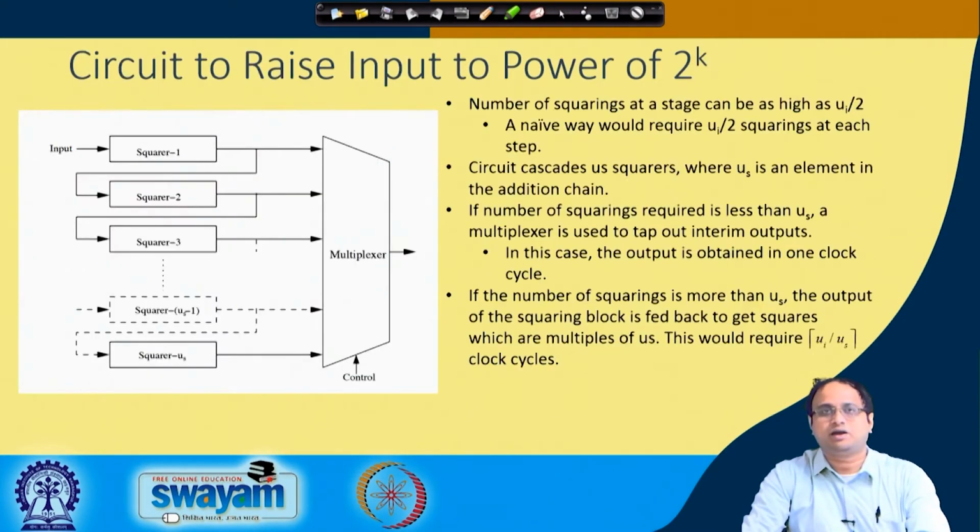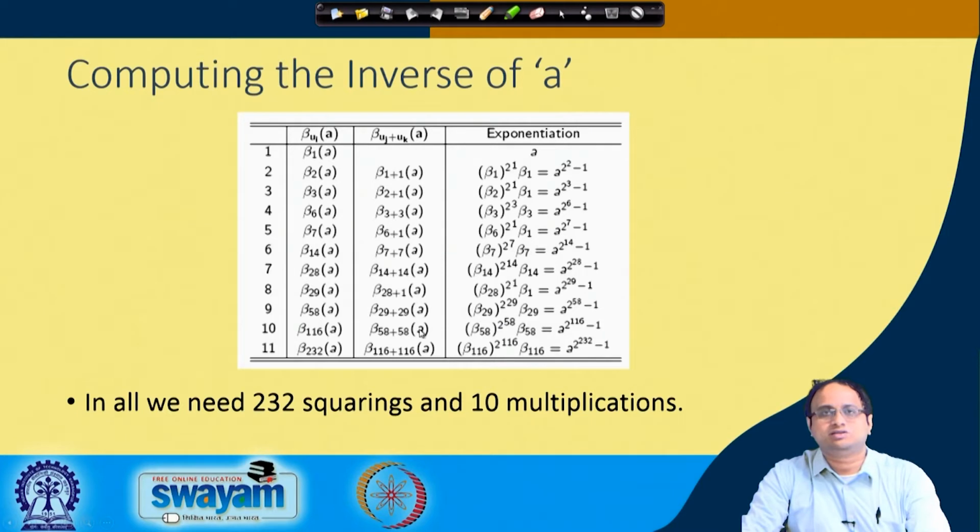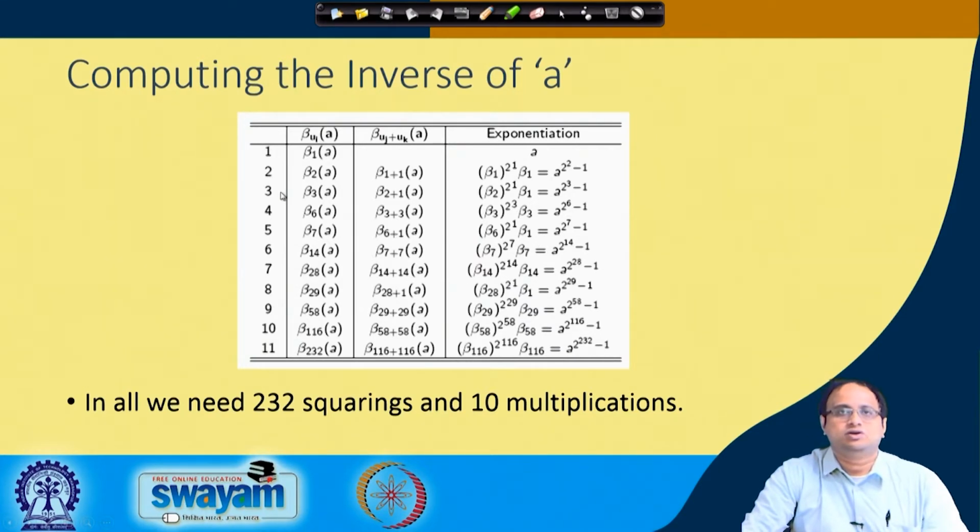If you go back to this table, for example, you can see that the number of squarings which you are doing is nothing but the difference of one U_i value from the previous one. Suppose it is 28 and 14, so you are doing 14 squaring operations here. Likewise, if it is 3 and 2, you are doing 1 squaring operation. If it is 232 and 116, here you are doing 116 squaring operations. So that is the difference.